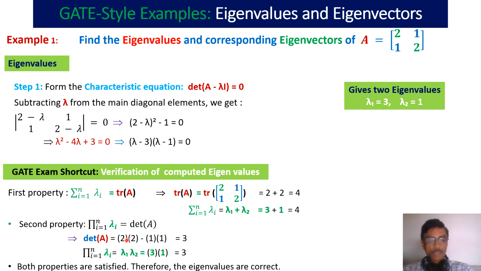Coming to the second property, the product of the two eigenvalues, lambda 1 and lambda 2, is 3 times 1, which should equal the determinant of A. The determinant of A is 2 times 2 minus 1 times 1, equal to 3. So this property is also satisfied. That is, the product of all eigenvalues is equal to the determinant of A. So both properties are satisfied. Therefore, the eigenvalues are correct. So we have found and verified the eigenvalues. Now let us find the corresponding eigenvectors in the next slide.